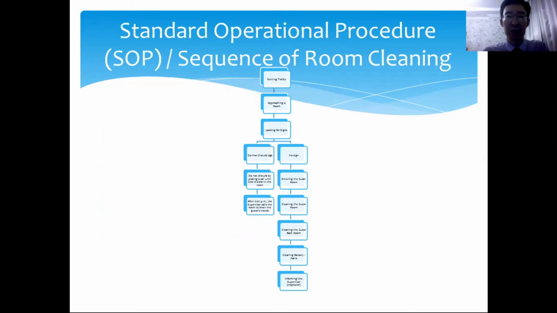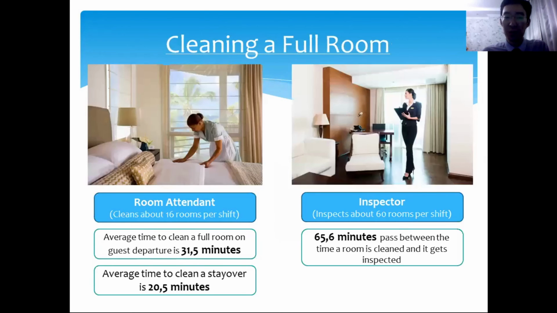Here we have an example of standard operational procedures, basically the sequences of room cleaning. I'm not going to spend much time on that, but we should mention that whenever we come to clean a room and we see the do not disturb sign, it does not mean that we should not clean that room that day. It means that in the afternoon, when the next shift comes, we need to call the stayover and ask if that room requires cleaning, or if we can come inside.